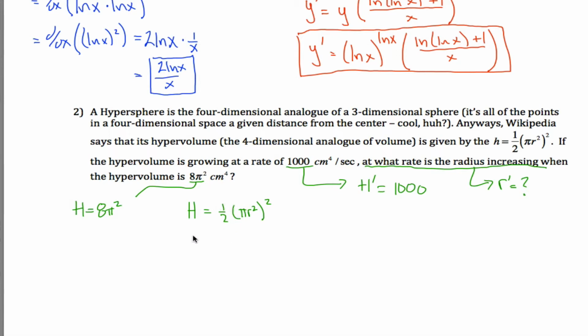Anyways, this is what I'm going to take the derivative of both sides of. You can take the derivative right now if you feel like it, or you could say that this is equal to 1/2 pi squared times r to the 4th power. And then note that 1/2 pi squared is all just a constant. So I get H prime is equal to 1/2 pi squared times the derivative of r to the 4th power, which is 4r cubed r prime. So H prime, which is 1,000, is equal to 1/2 pi squared times 4r cubed r prime.